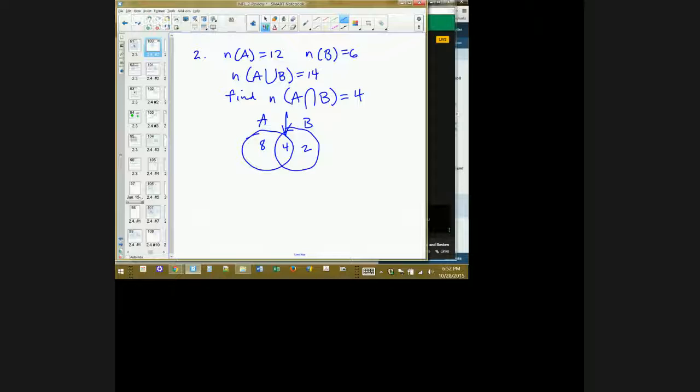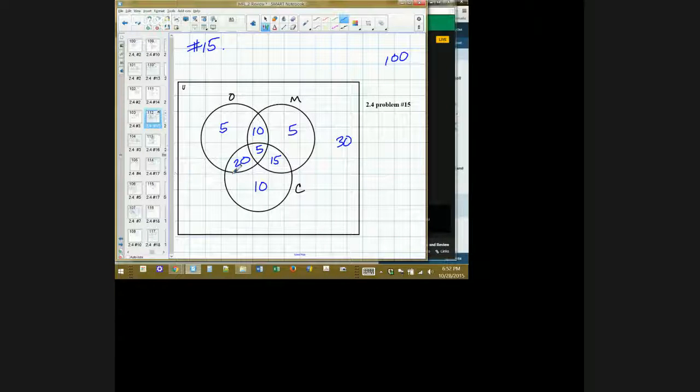Another request from lesson 2.4. Number 15. Now, I should erase. You want me to do it over, or should I just? No, you can. Okay, let's just explain here.